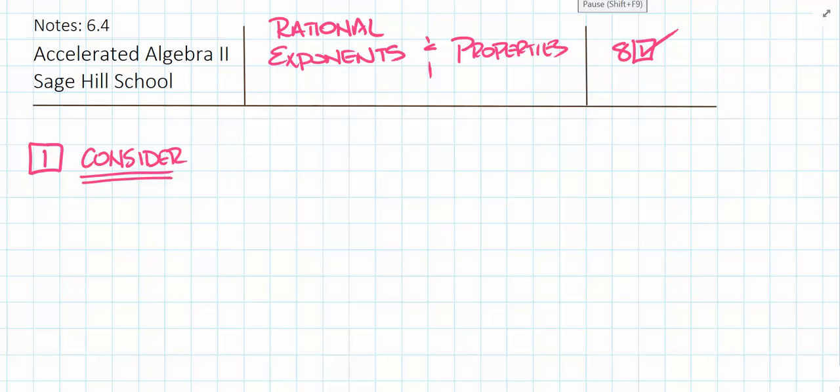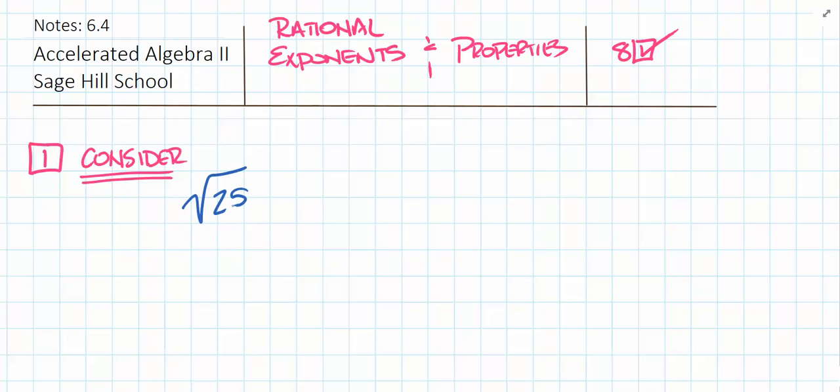So the whole purpose of this is to go back and forth between rational exponents and radical expressions. Okay, so I want you to consider this. We'll start with something very, very simple. Let me get my notes out here. We'll start with this. We'll say everyone here is pretty good at following this logic.